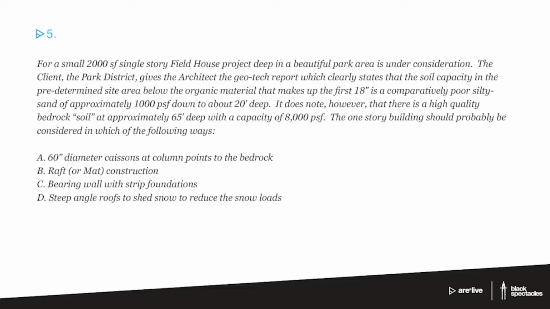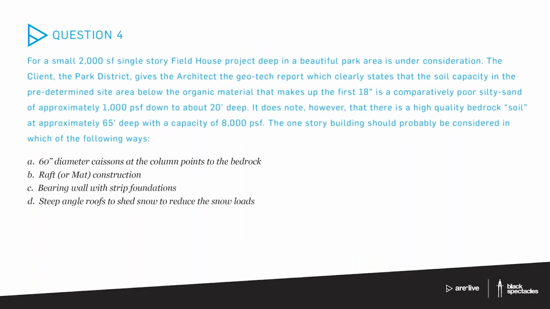The one-story building should probably be considered in which of the following ways? A, 60-inch diameter caissons at column points to the bedrock. B, raft or mat construction. C, bearing wall with strip foundations. D, steep angle roofs to shed snow to reduce the snow loads.